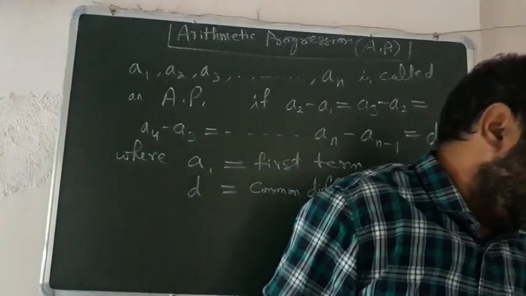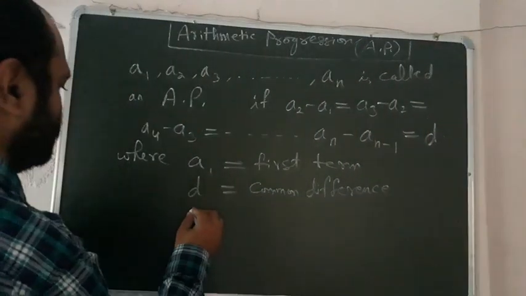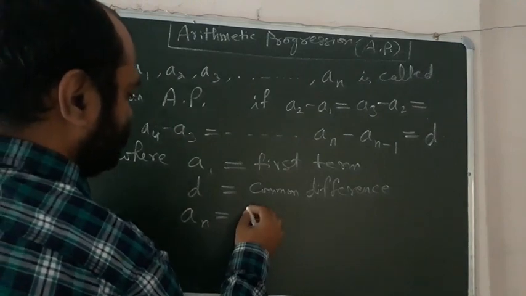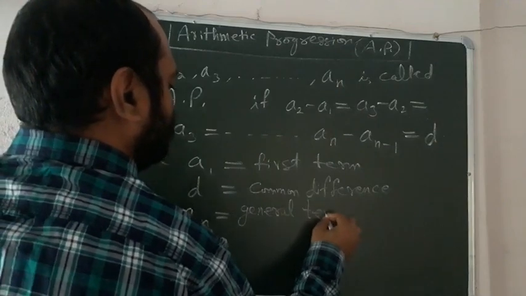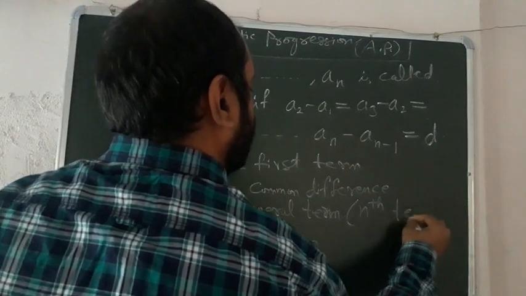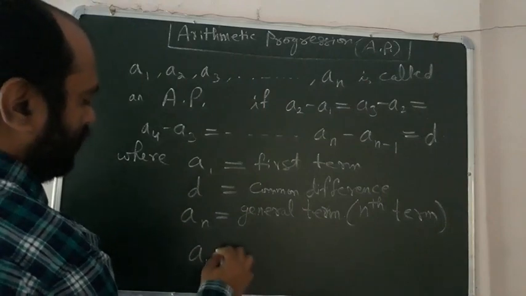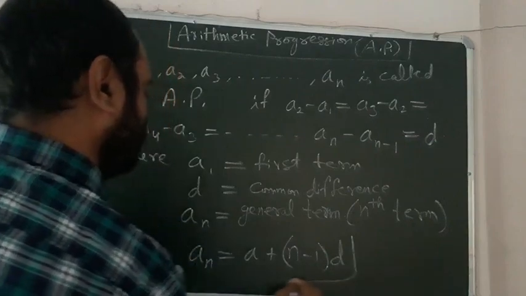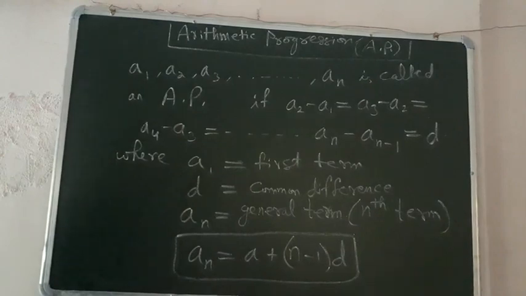So, the AP and its general term. What is this an? An is called its general term, or you can say nth term. Nth term means the general term, and as you know, its formula is a plus n minus 1 into d. So this is the formula of a general term in AP, right?